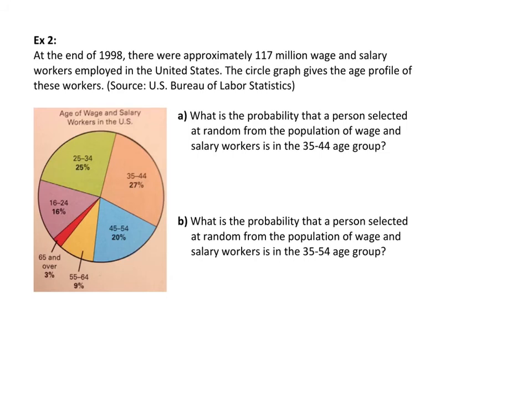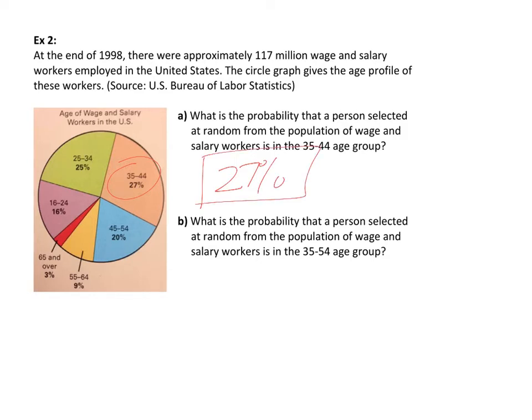For the next example, at the end of 1998, there were approximately 117 million wage and salary workers employed in the United States. The circle graph gives the age profile of these workers. What is the probability that a person selected at random from the population of wage and salary workers is in the 35 to 44 age group? That's pretty straightforward. Not much thinking involved there.